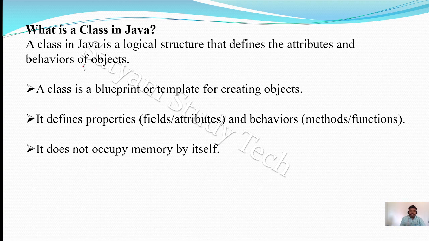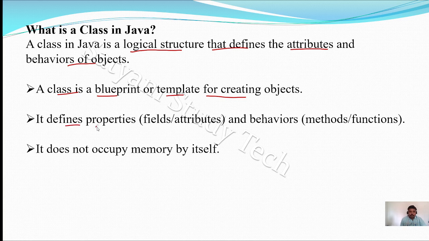Today's topic is class and object. First, let's see what a class is in Java. A class in Java is a logical structure that defines the attributes or properties and behavior of an object. A simple definition: a class is a blueprint or template for creating objects. It provides the template for an object.